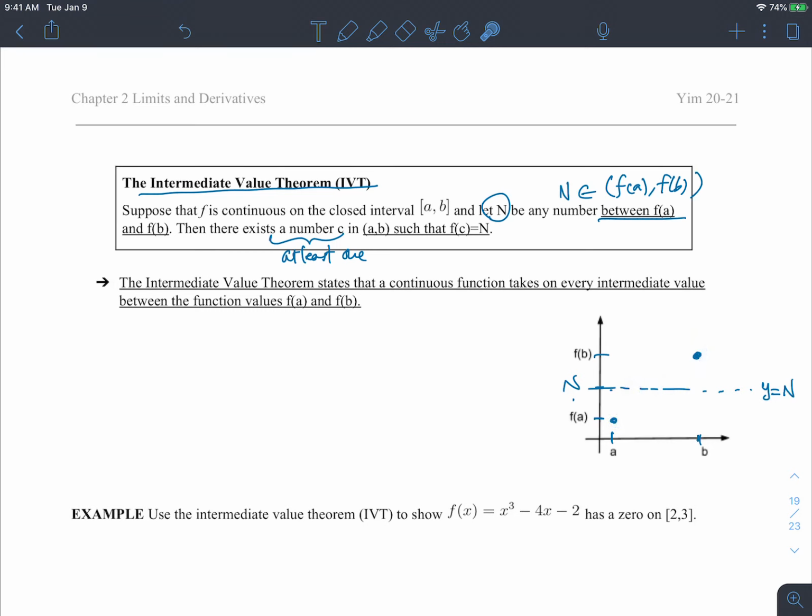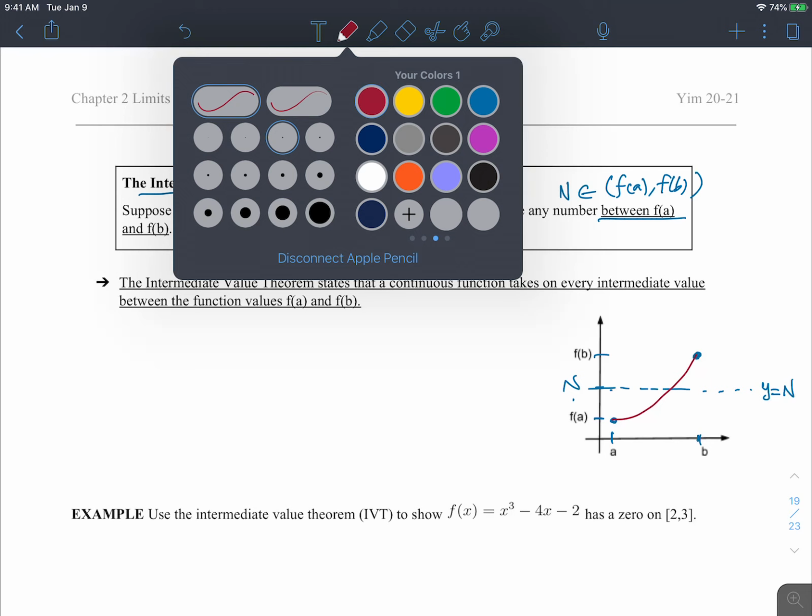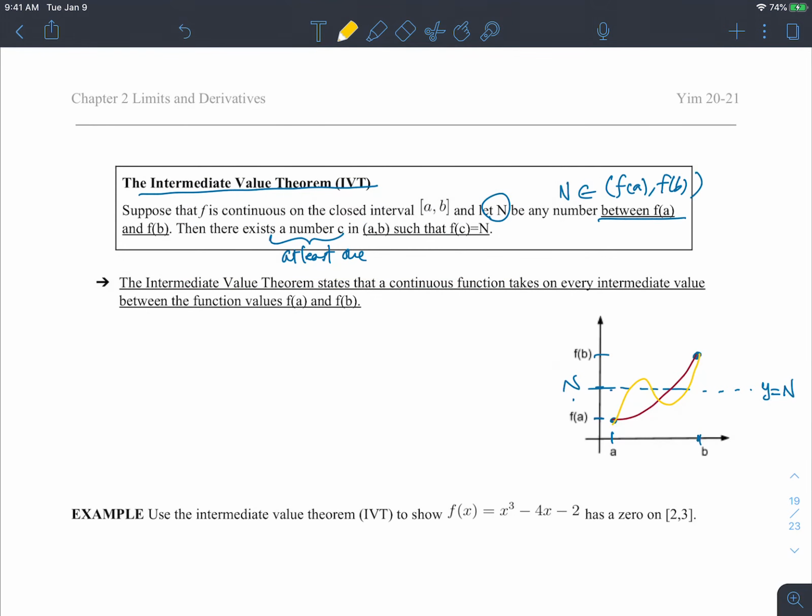What that means in plain English is that as long as we go this way, we have to go up, and we have to go through every single value somehow, so that we have to cross n. There's no way for us to jump across it. If you jump, that's just a jump discontinuity, isn't it? Hence the requirement that it must be continuous. So potentially you could have a picture that looks like this, or like this, or something crazy like that.